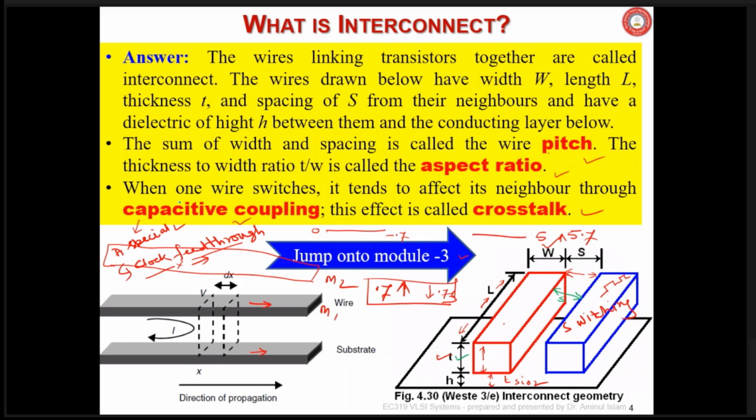And when one wire switches, say this one is switching and carrying a clock, its effect will be on the second one or vice versa. It happens due to the capacitive coupling. We'll discuss this later on in detail, how much effect there will be in terms of voltage value. This is also called crosstalk.